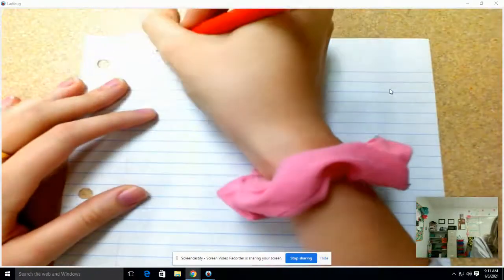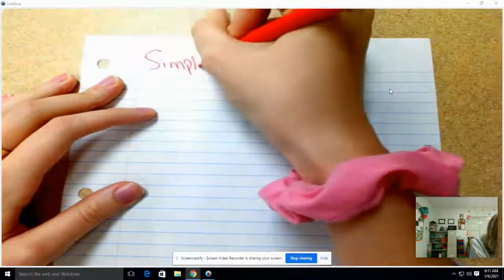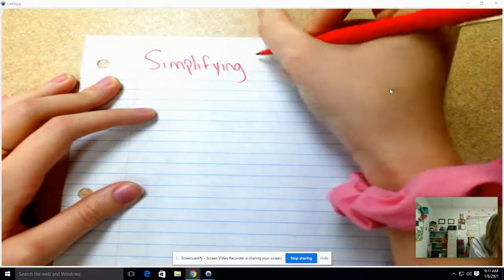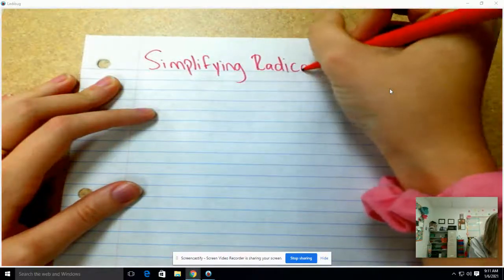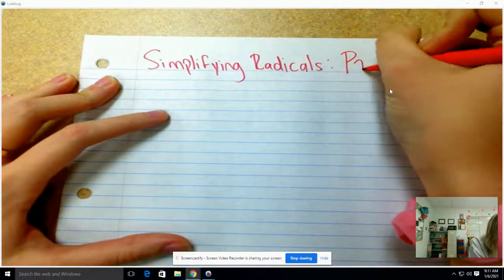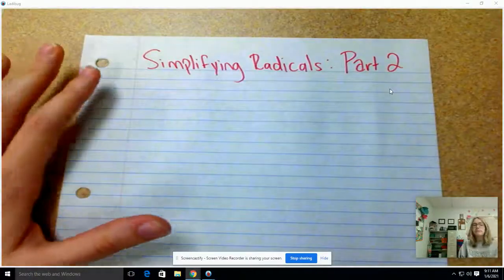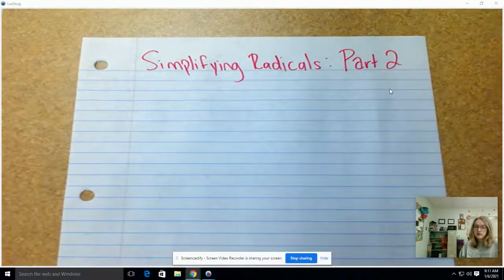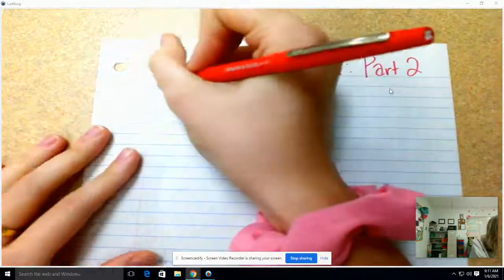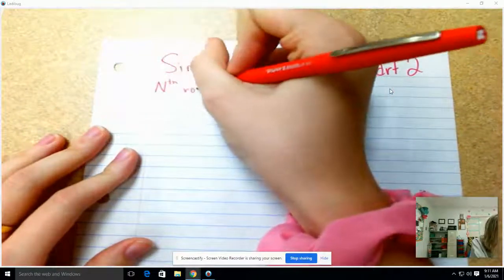So we're going to be dealing with stuff that isn't square roots, and also square roots and cubed roots, whatever it may be, that have variables inside of the radical. So for today, we are simplifying radicals, and this is part 2. Simplifying radicals, part 2, and we're going to start out with just some basic nth root examples.